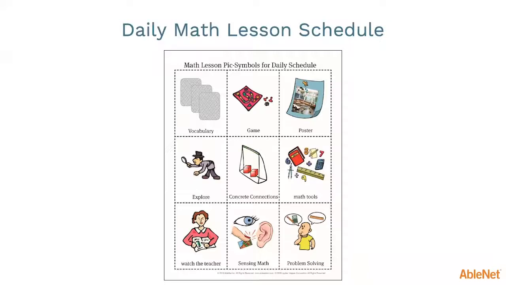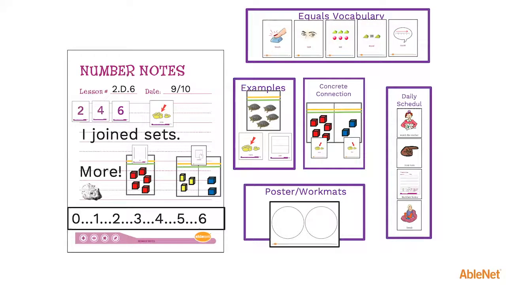These can be found within the additional resources folder. There is a pick symbol for each lesson activity, as well as other more common group activities that may support your lesson. This is an example of what your math focal point may look like at the end of your lesson. Notice the number notes poster has been filled out with information that is meaningful to students.